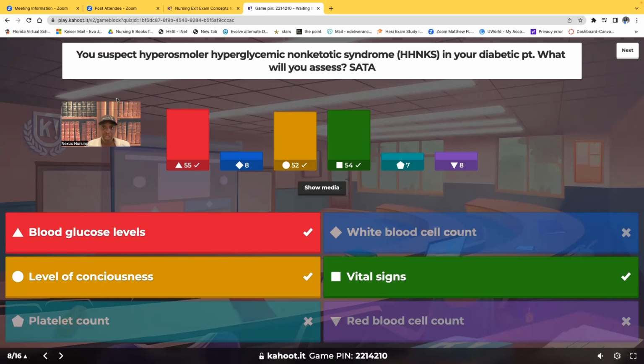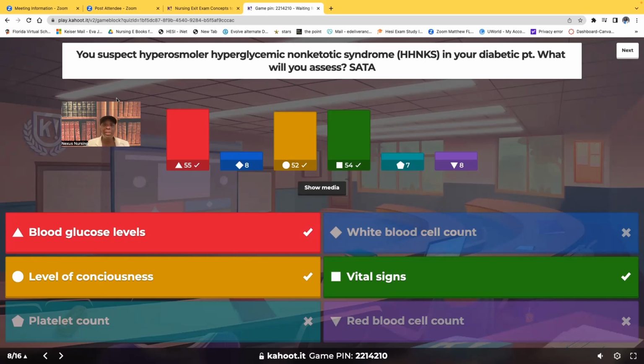Absolutely, level of consciousness, because as that patient's blood glucose levels get so high, they can what? Go into a coma. So we absolutely need to be checking their cognition and their cerebral status. Absolutely, the vital signs, because as that blood sugar is increasing, the heart rate can go up. We're going to be looking at that blood pressure. And something I didn't add here, but it's very important, we also need to be looking at that urine output. Okay, and we need to keep testing that urine for glucose.